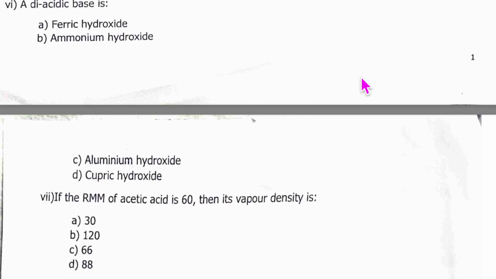Diacidic base. Diacidic base will be the hydroxide which will have two. Cupric hydroxide. Very good. So that is your D. If RMM of acetic acid is 60, vapor density, remember RMM is equal to 2 into vapor density. So vapor density will be 60 upon 2. How much? 30.